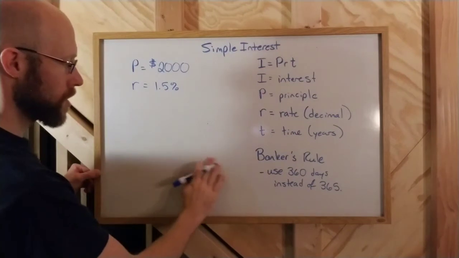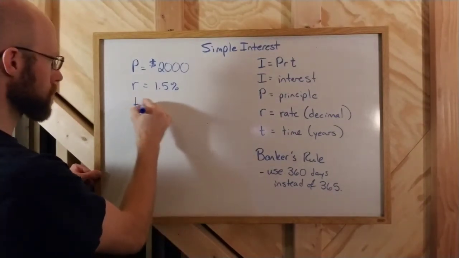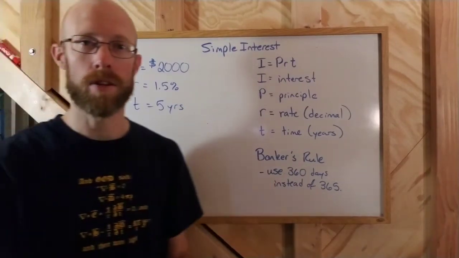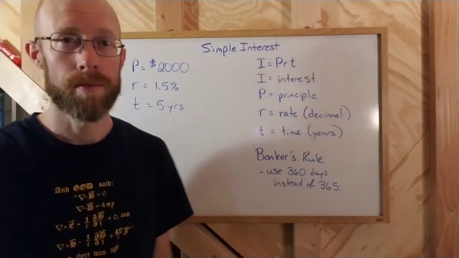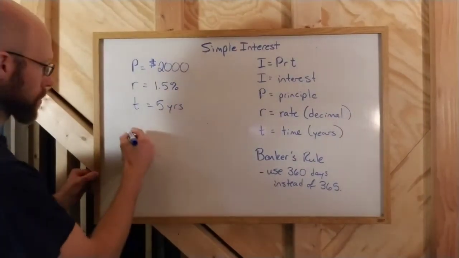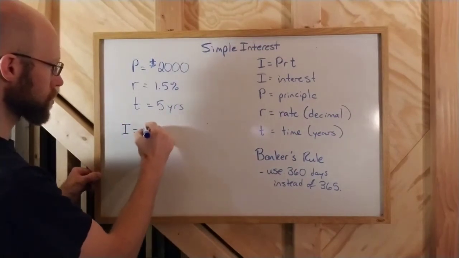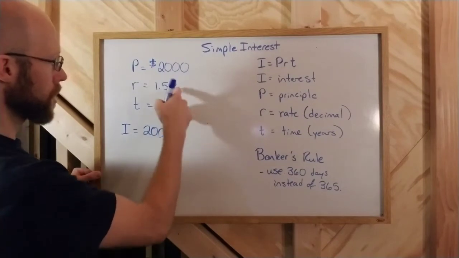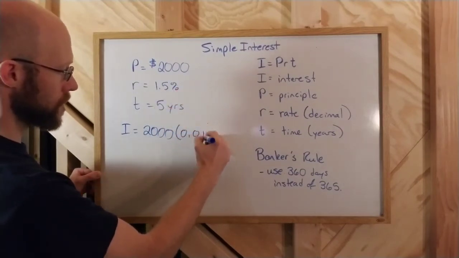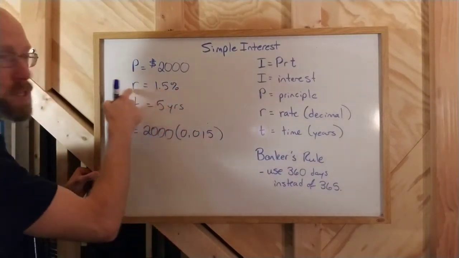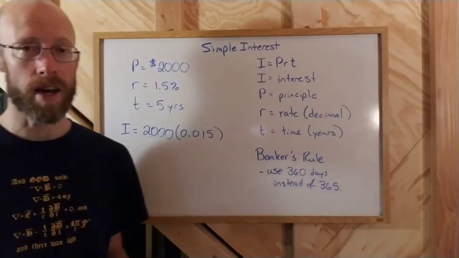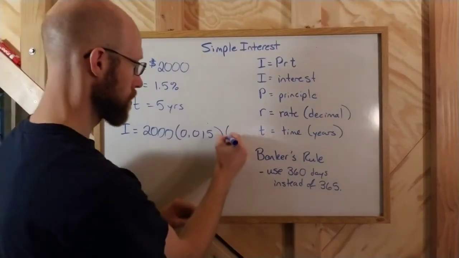And then let's say you went with a 5-year period, so T is 5 years. So you leave that money in for 5 years and see how much interest you earned. Okay, so we're just going to go through that calculation. Interest is equal to the principal, which is 2,000, multiplied by the interest rate turned into a decimal. And again, you've got to move the decimal point 2 places left, so it's 0.015 times 5.